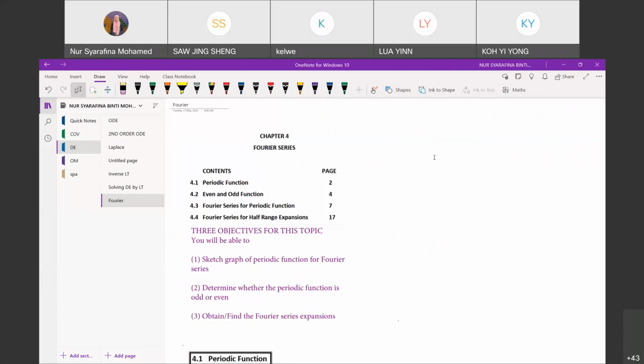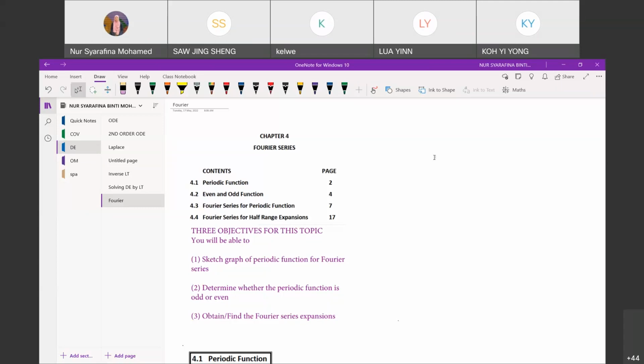Before proceeding with that, you have to know about this Fourier series, because we are going to use this Fourier series in solving partial differential equations, right? So what is Fourier series? Okay. Fourier series is another series which we can use in terms of transform also.